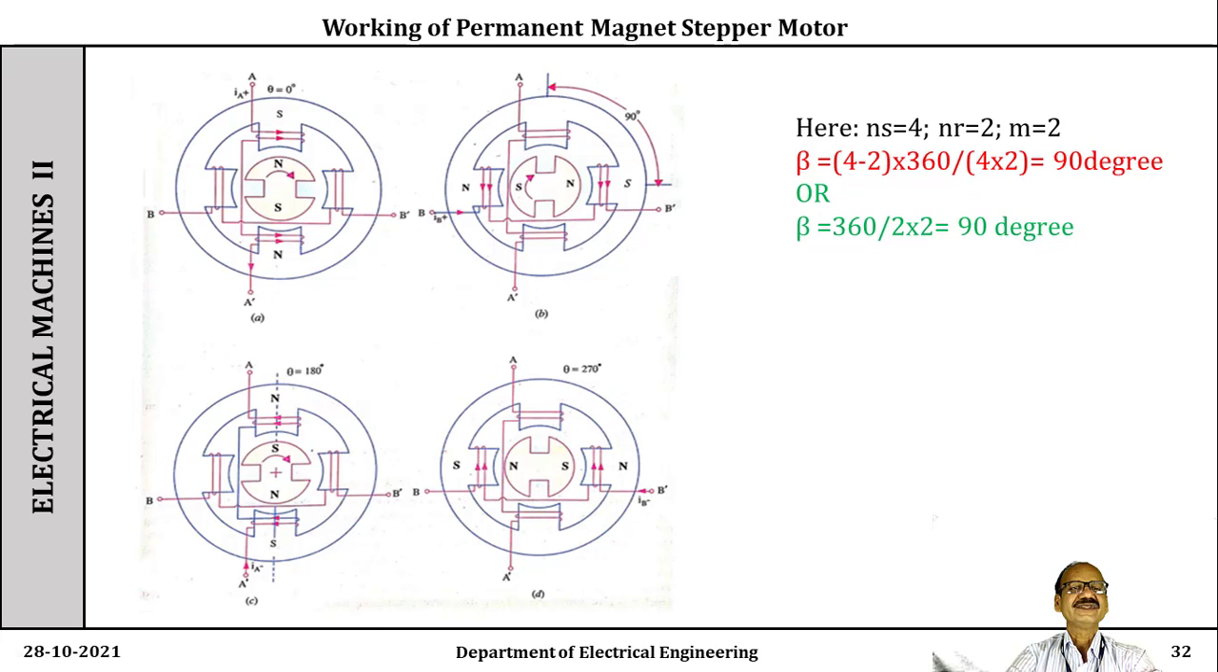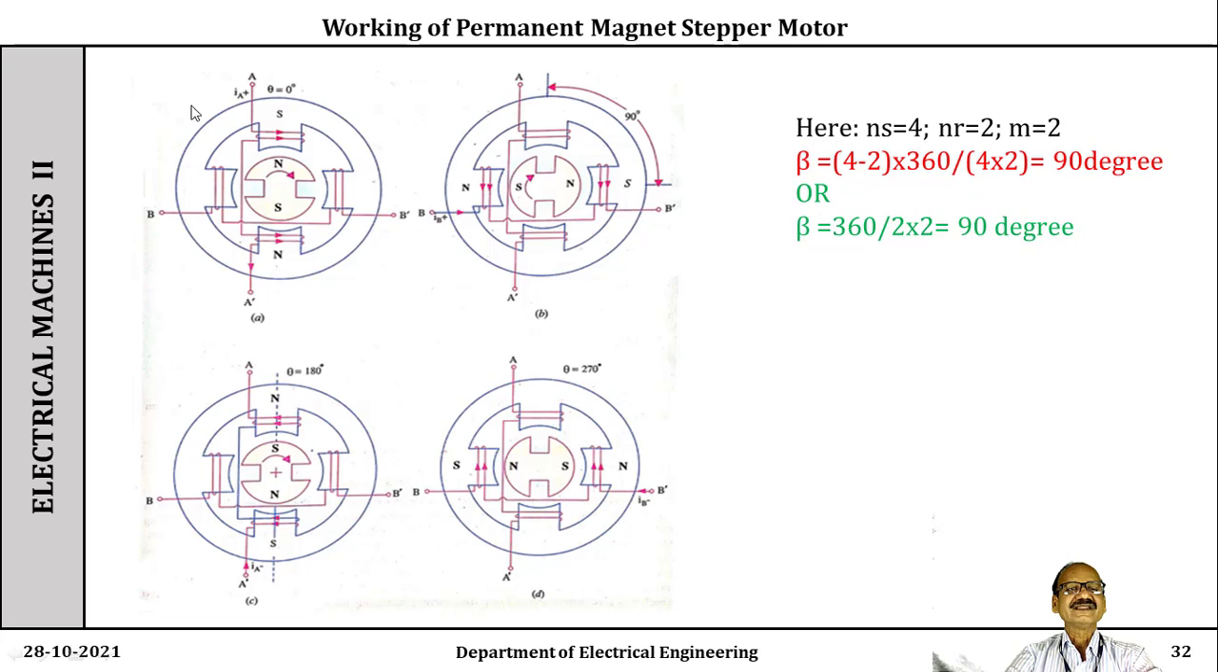Now here a pair of poles is excited by one winding, say A, and another pair of poles is excited by the winding B. So it has 2 phases and 2 windings are excited.